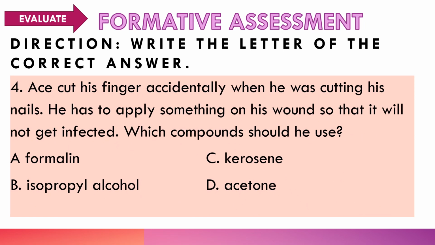Number 4. Ace cut his finger accidentally when he was cutting his nails. He has to apply something on his wound so that it will not get infected. Which compounds should he use? A, formalin, B, isopropyl alcohol, C, kerosene, D, acetone.